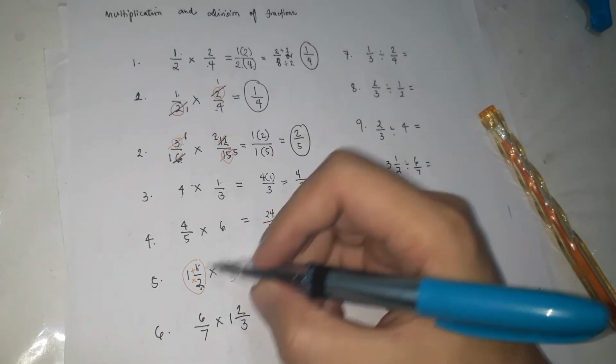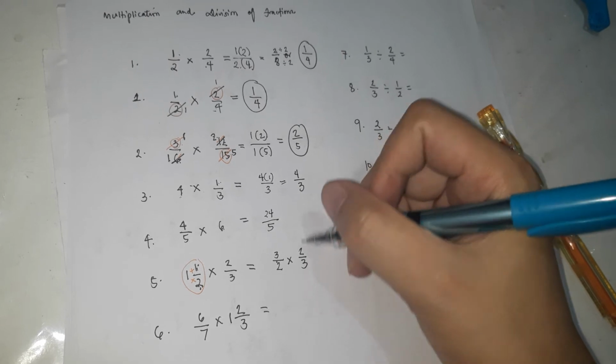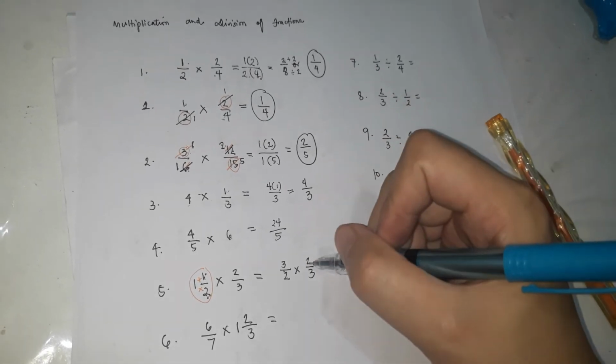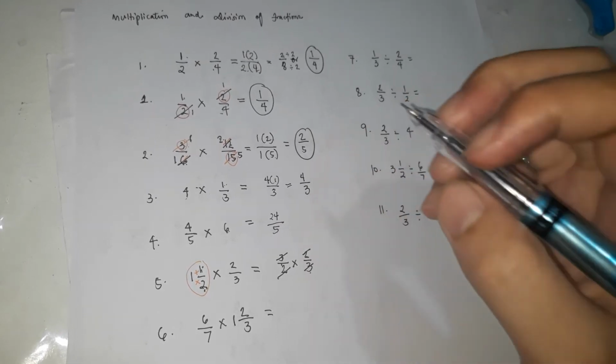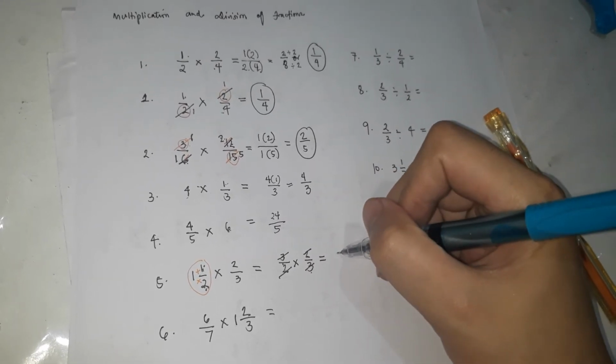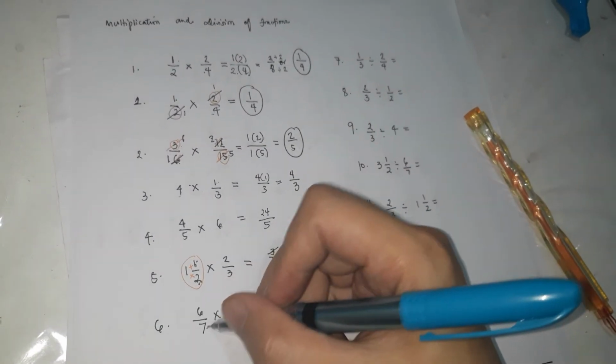Copy mo si denominator na 2 times 2/3. As you could see, may 2, cancel. May 3, 3, cancel. Kung walang natira, that's considered 1. Very good.